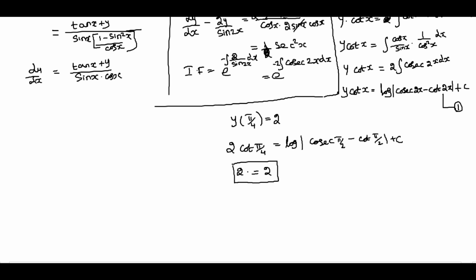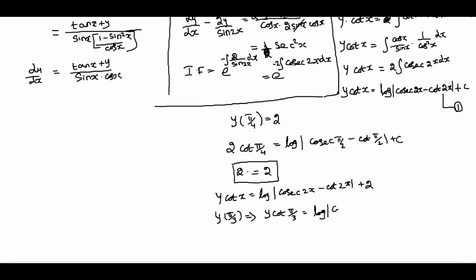So y cot x equals log mod cosecant 2x minus cot 2x plus 2. Okay. Now we need to find y of pi by 3. So y cot pi by 3 equals log of mod cosecant 2 pi by 3 minus cot 2 pi by 3 plus 2.